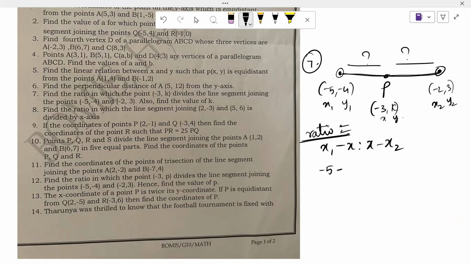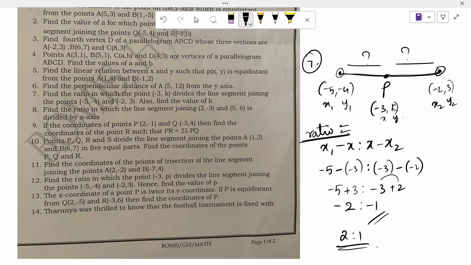So -5, x is what? -3. So minus of -3 is 2. This is -3 minus x2. x2 is -2, minus of -2. So -5 minus into minus is plus, -3 minus into minus is plus. So -5 plus 3 is -2, -3 plus 2 is -1. Minus both get cancelled. The answer is 2:1. This is the answer.